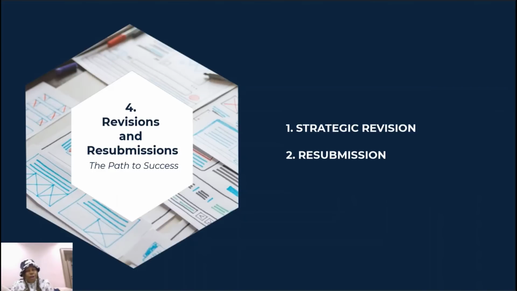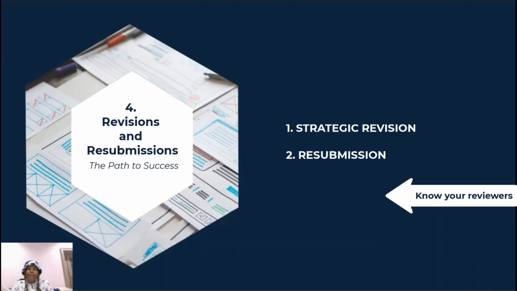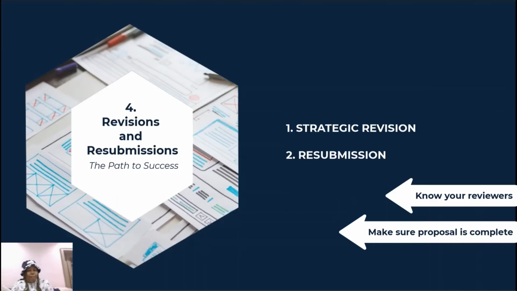Number 1, know your reviewers. It is important that you understand who will be reading your proposal so you can tailor it to meet their expectations. Write clearly and concisely, balancing technical detail with accessibility. Number 2, be thorough and precise. Make sure your proposal is complete, well organized, and free of errors. A proposal that flows logically and is easy to follow stands out in the review process.